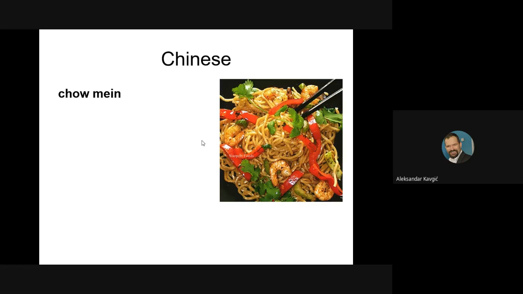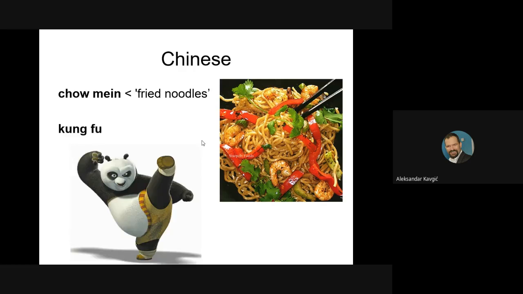So chow mein originally did not mean stir-fried noodles with meat or vegetables. It was simply fried noodles. So in this case, the opposite of what I just said happened. Here we had a broadening of meaning. But for example, Kung Fu, which we also did, was of course a case of specialization. It's actually skill or art.